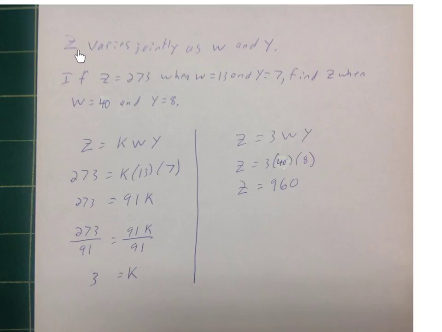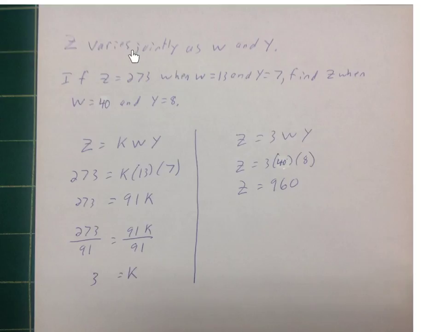The question mentions that Z varies jointly as Y and W. More specifically, if Z equals 273 when W equals 13 and Y is 7, find Z when W is 40 and Y is 8.